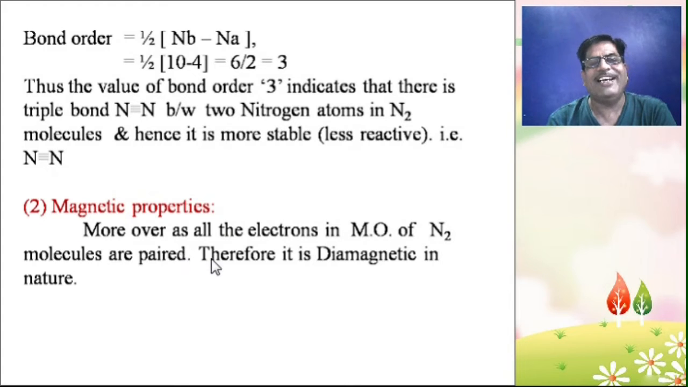What are the magnetic properties of N2? As all the electrons in the MO of the N2 molecule are paired, it is diamagnetic in nature. Therefore the N2 molecule is diamagnetic in nature.